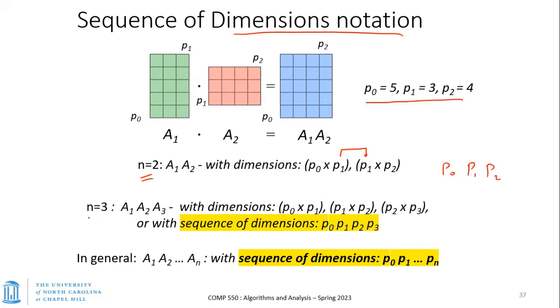Similarly, if you have n equal to 3, the sizes could be represented by a sequence P0, P1, P2, P3. If you have a sequence of matrices going from A1 through AN, because these values are going to be the same, you don't have to repeat those, and you can simply represent the sequence of dimensions by going from P0 all the way up to Pn. There's one additional value, which is P0, but the rest of them are essentially the starting dimension of each one of the subsequent matrices.